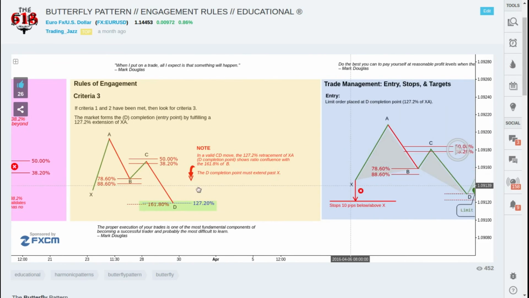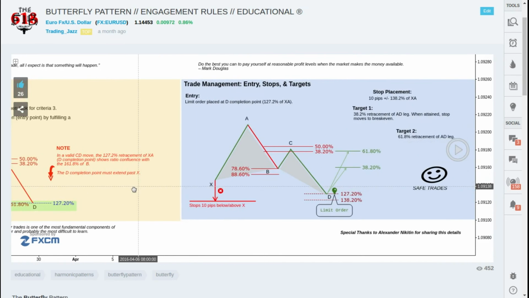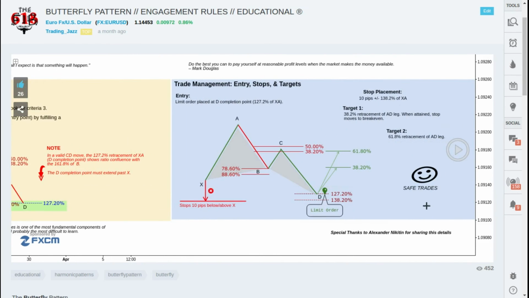Trade management, entry, stops, and targets. Simple rules. Entry: limit order placed at D completion point, 127.2% of X to A.